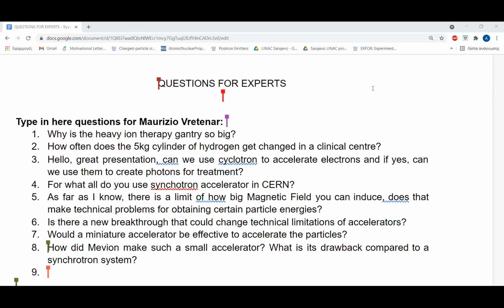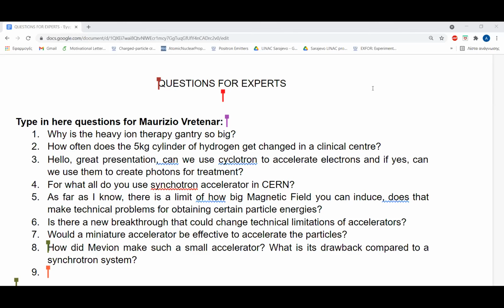Great presentation. Can we use a cyclotron to accelerate electrons? And if yes, can we use them to create photons for treatment? No, we cannot use cyclotrons to accelerate electrons. Why? Because electrons are much lighter and they become immediately relativistic. You give them a kick and immediately they are relativistic, and you cannot use a cyclotron with a relativistic particle. So cyclotrons you can use only for protons and for some heavy ions.